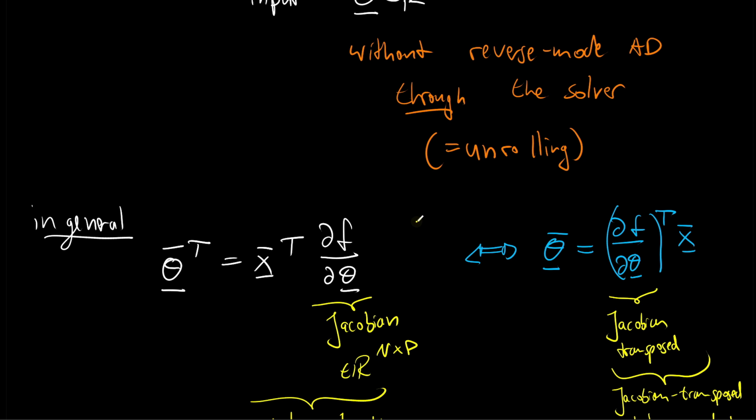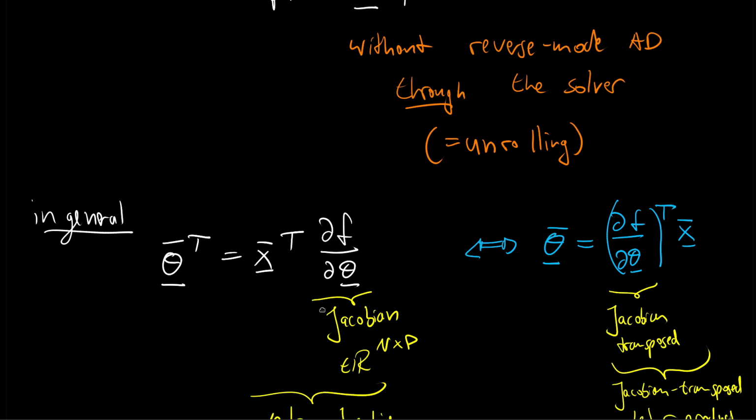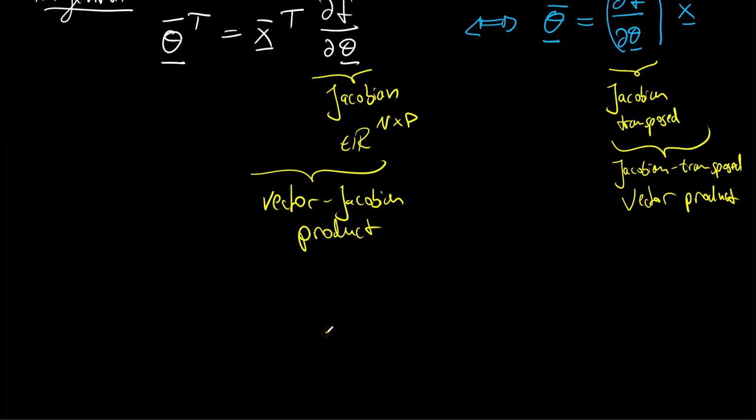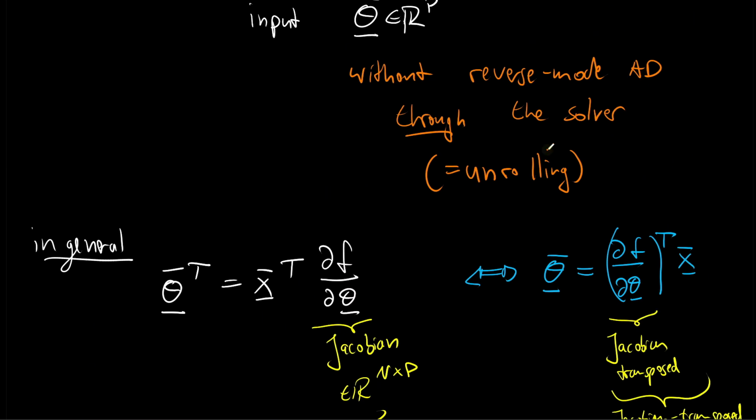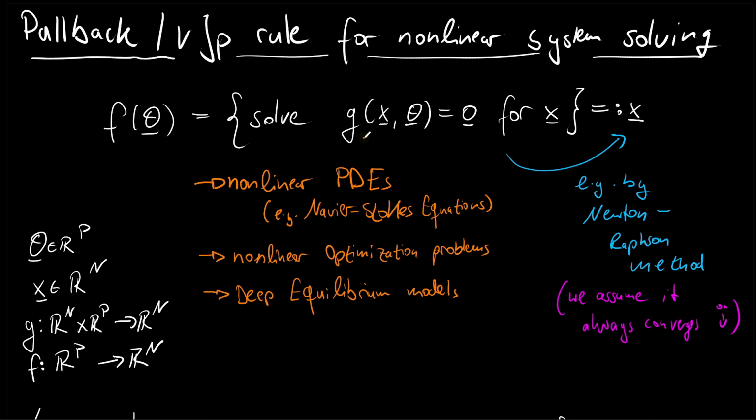And for this we will employ an idea that is based on the implicit function theorem, and in order to do so, we will take the total derivative of the optimality criterion. Okay, what was the optimality criterion? This is essentially the zero condition that has to be fulfilled in order for a solution to be a solution to this nonlinear system of equations.